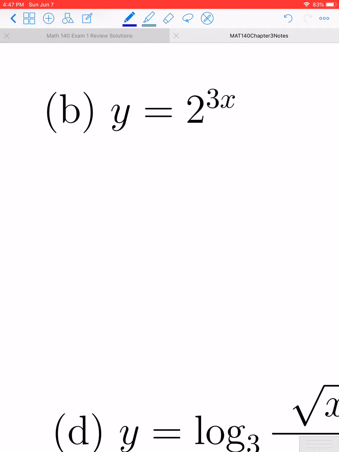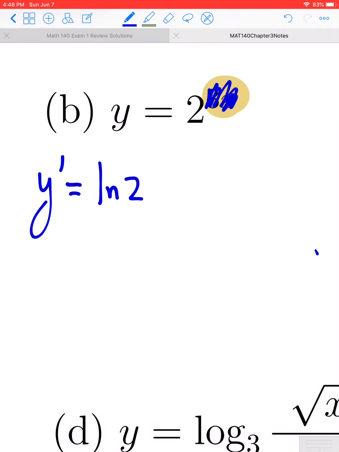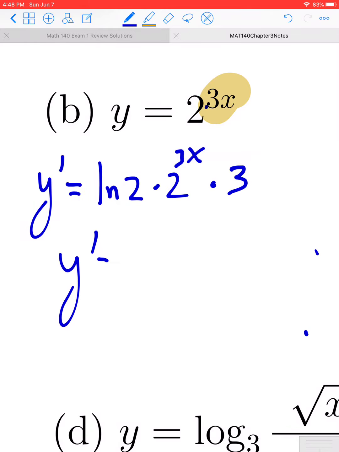Here we have a composition. The inner function when you have an exponential is always the exponent. So we first need to begin by kind of covering this up for a moment. We need the derivative of a 2-power function. Well, we know that that's the ln of 2 times that exponential function back, so times 2 to the 3x. And now from the chain rule, we need to multiply by the derivative of the inner function. The derivative of 3x, which is the exponent, would be just 3. So y prime is 3 ln of 2 multiplying 2 to the 3x.